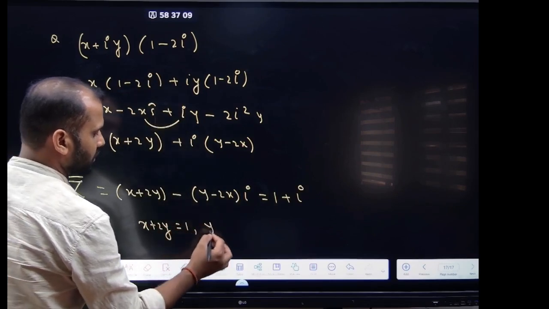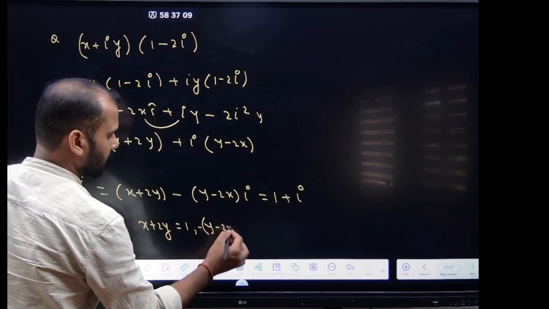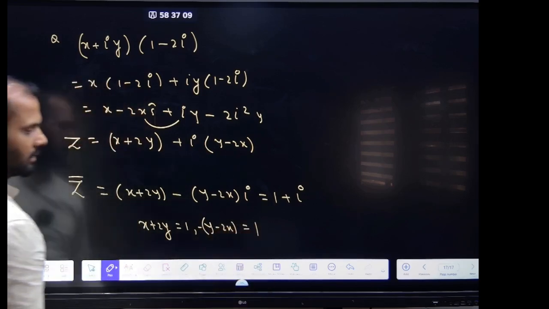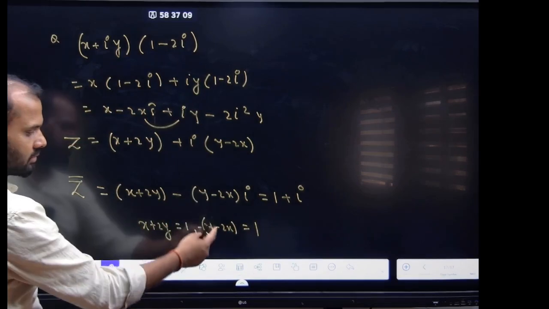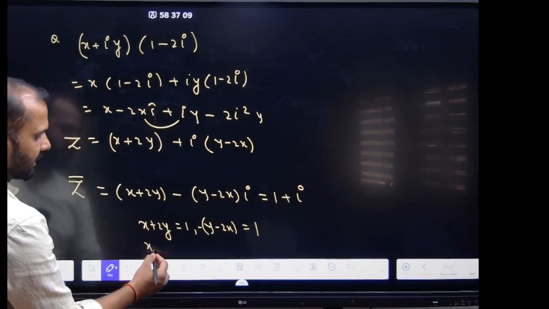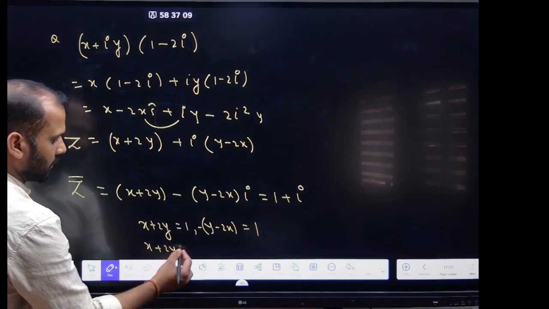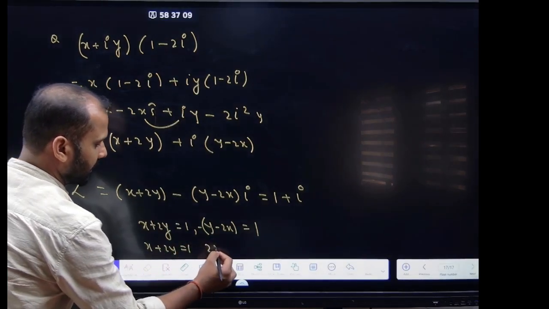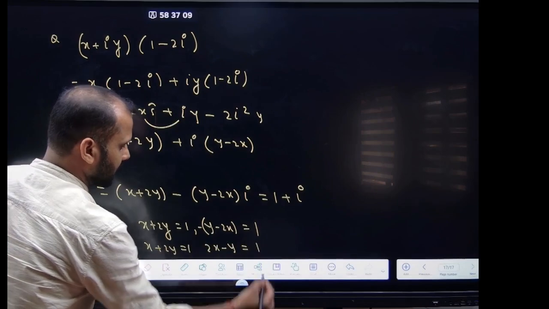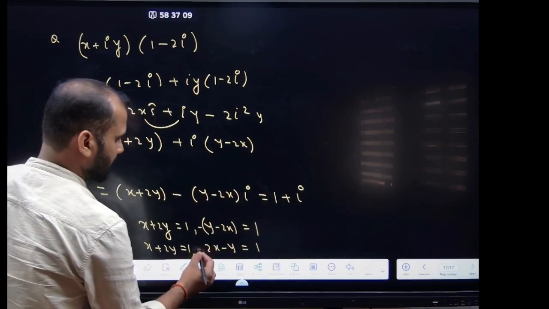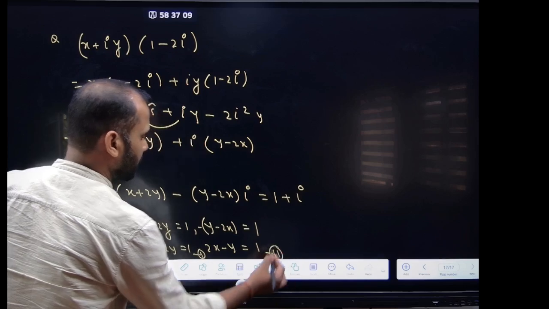and imaginary should be equal with imaginary. Minus is there, so minus also. So from here x plus 2y is equal to 1. Here what you will be writing, minus 2x minus y is equal to 1. First equation, second equation, both the equations you have to solve.